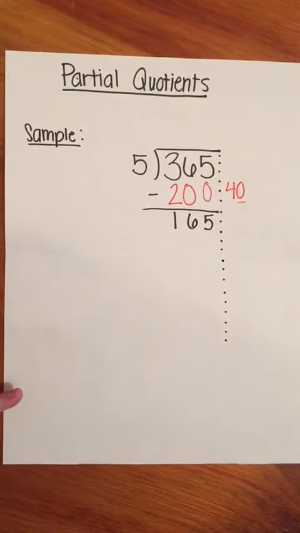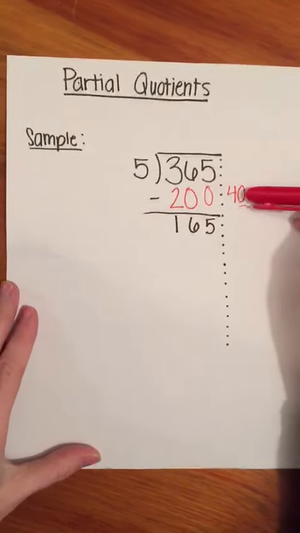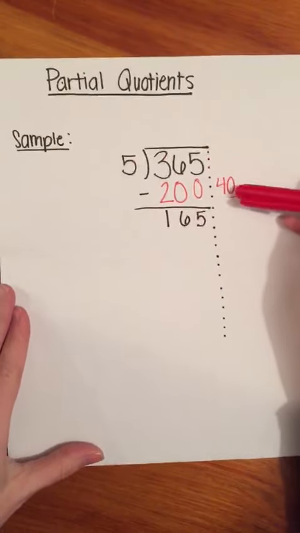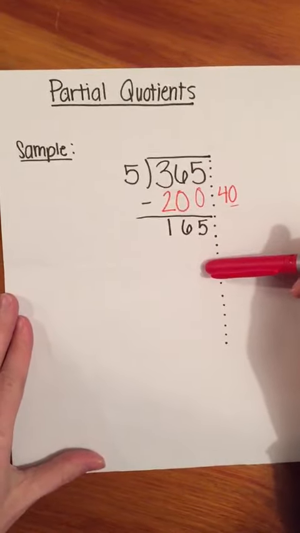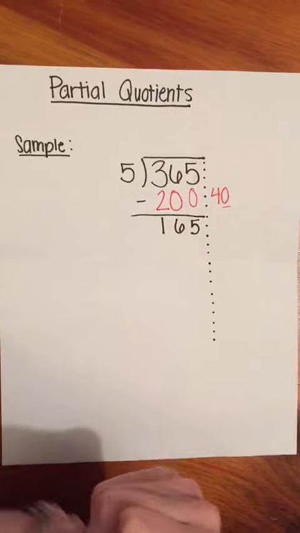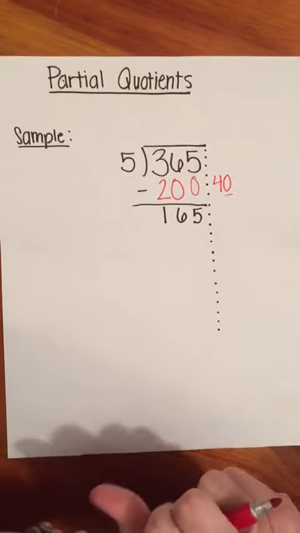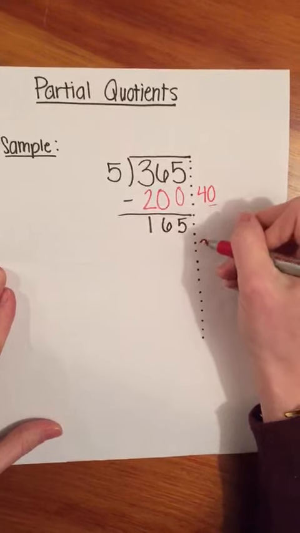Then I need to pick another number. So I can't go back and use 40, because if I do 40, that'll give me 165 minus 200, which we know is impossible. So I need to choose something that's smaller. So I'm going to cut that in half and I'll choose 20.